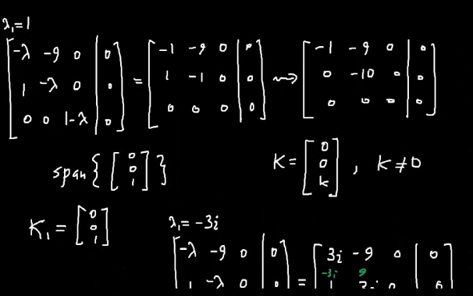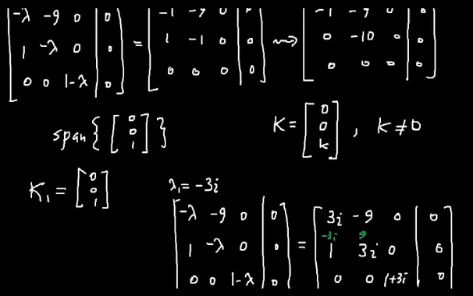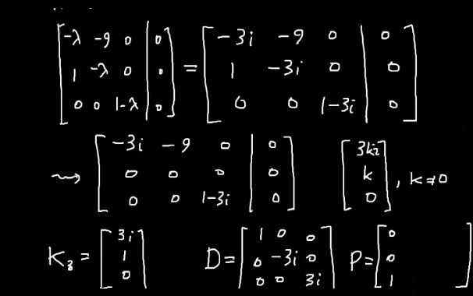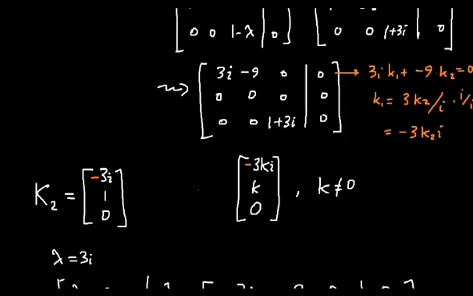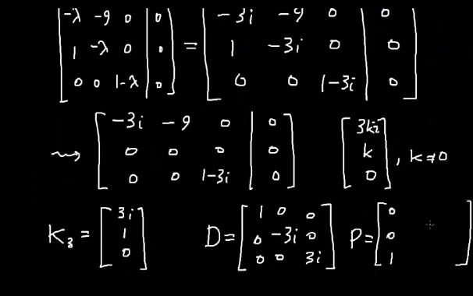For the eigenvalue minus 3i, the eigenvector was minus 3i, 1, 0. It's an interesting coincidence there. And for the eigenvalue 3i, the eigenvector was 3i, 1, 0. So you see how the order in which we put the eigenvectors should correspond to the order of the corresponding eigenvalues. So the first column is an eigenvector for the eigenvalue 1, and the second one is for the eigenvalue minus 3i, and so on. All right.